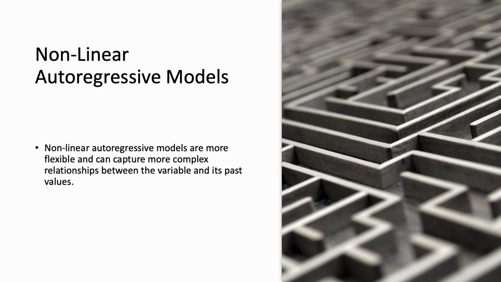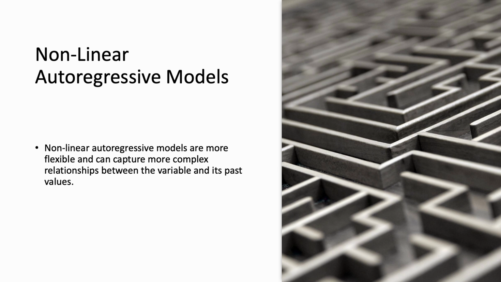Now let's look at non-linear autoregressive models. Non-linear autoregressive models are a class of statistical models that extend the linear autoregressive models by permitting non-linear relationships between the current values of a time series and its past values. Non-linear autoregressive models are used to capture more complex dynamics in time series data that cannot be adequately modeled using linear autoregressive models. One common type of nonlinear autoregressive model is the nonlinear autoregressive exogenous, or NARX.